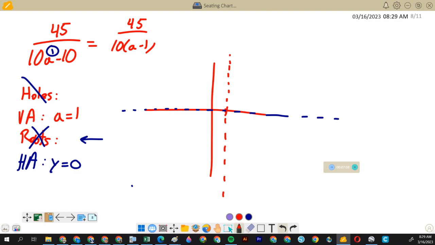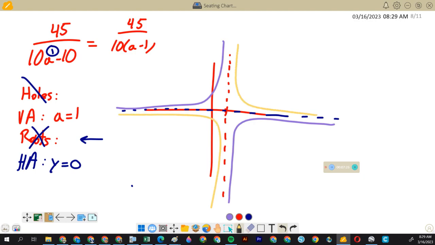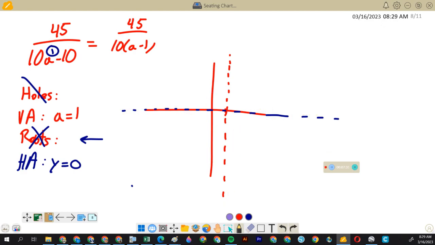Well, there are only two options. Either the graph looks like this and like this, or the graph looks like this and like this. Okay. So how do I know that? Well, I have to be near this asymptote. So I'm going to go over, and as I get over, are there any roots on that side of the graph that allow me to go through the x-axis?